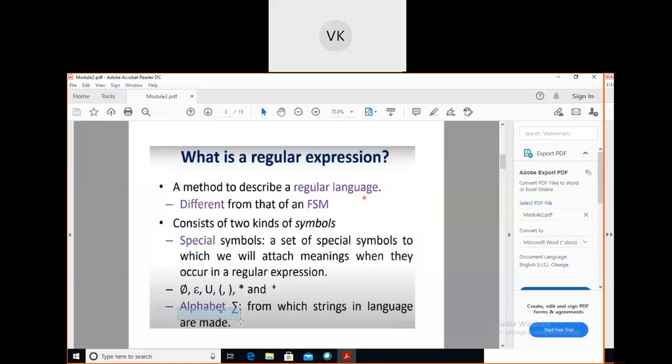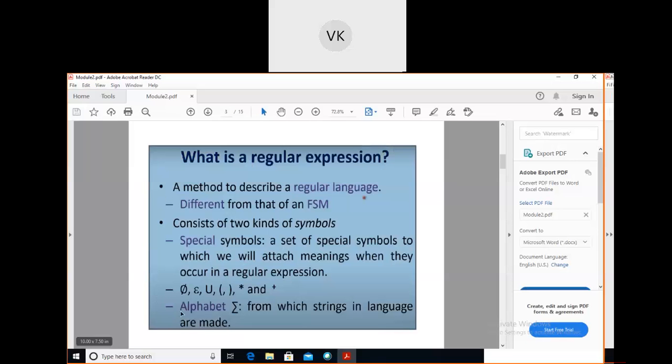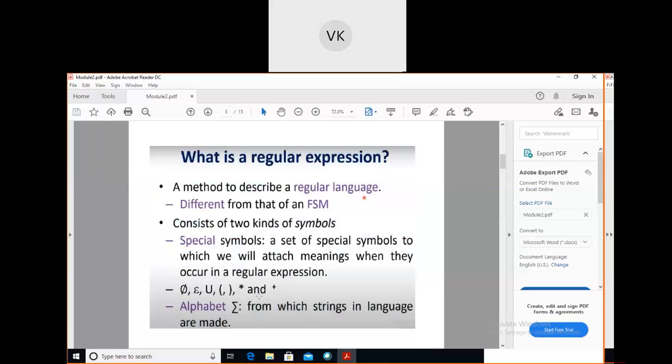By using the alphabet letters and by using these special symbols, we are going to write a mathematical expression, and that is going to be called a regular expression. By using the alphabet and these special symbols, we write the regular expression.